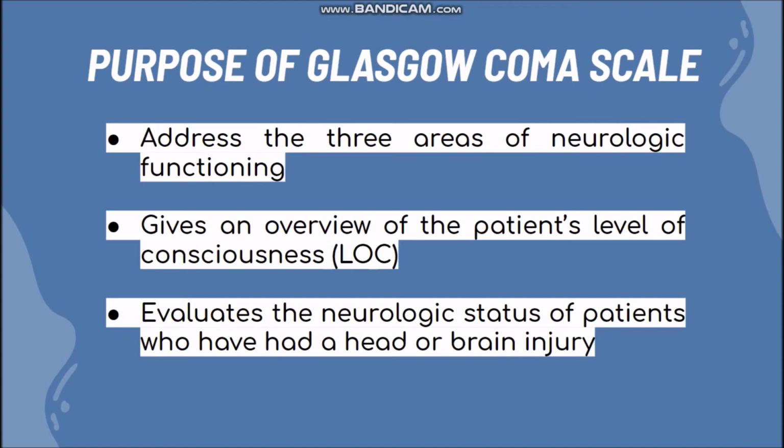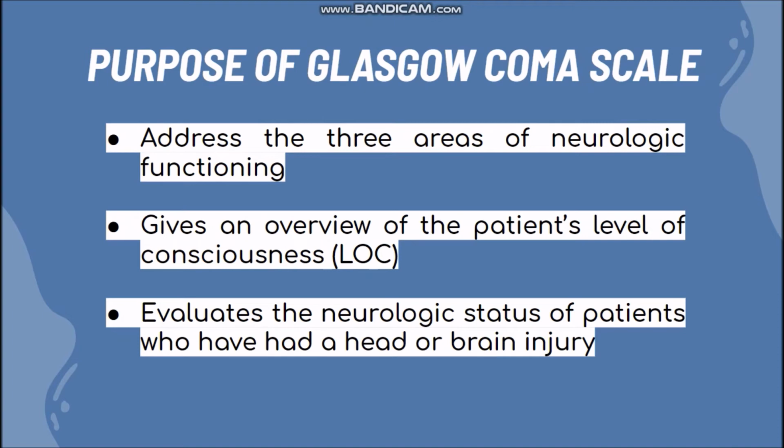The next purpose is that it gives an overview of the patient's level of consciousness. In the Glasgow Coma Scale, with three areas of neurologic functioning, there are specific scores allotted for each area. Once we tick them off and total the score, the highest possible score would reflect that the client is fully alert, aware, and oriented, and the lowest possible score would be unconscious and unresponsive.